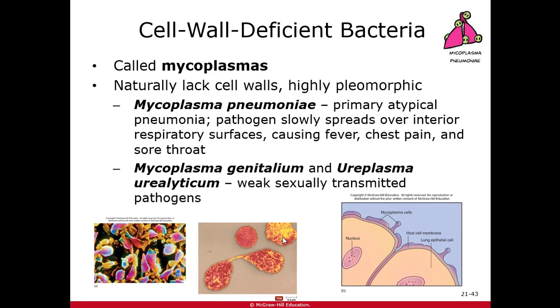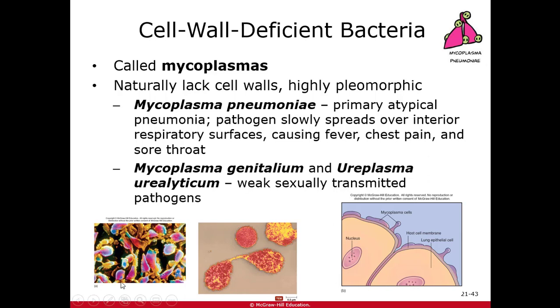Again, it causes the fever, the chest pain, the sore throat, maybe a headache, but it's not going to hospitalize you. Now, another mycoplasma, these are rarer, but it's Mycoplasma genitalium and the Ureaplasma urealyticum. These are weak sexually transmitted bacteria. So they're out there. They're more STDs to be considered when diagnosing some type of STD, but they're not super common, but they are mycoplasmas.